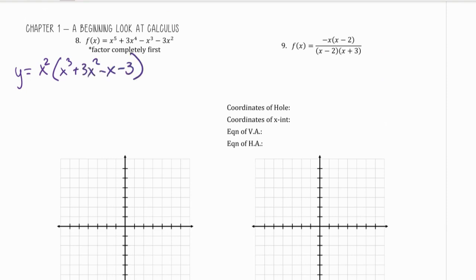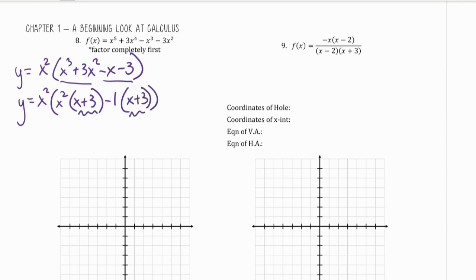It's not factored all the way. So now I see I have 4 pieces. From these 2 pieces I could factor out an x squared, and from these 2 pieces I could factor out a negative 1. This is called factoring by grouping. From the first 2 pieces, I factor out an x squared and I'm left with x plus 3. From the last 2 pieces, I factor out a negative 1 and I'm left with x plus 3. Oh my goodness, I have x plus 3 and x plus 3.